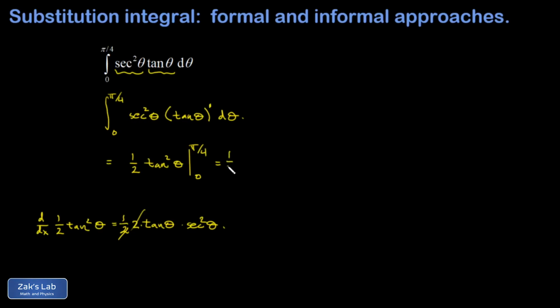So I have 1/2 and the square of the tangent of pi over 4 minus the square of the tangent of 0. The tangent of 0 vanishes, and the tangent of pi over 4 is just 1. So I end up with a 1 squared, or 1. And multiplying by the 1/2 out in front, this integral evaluates to 1/2.